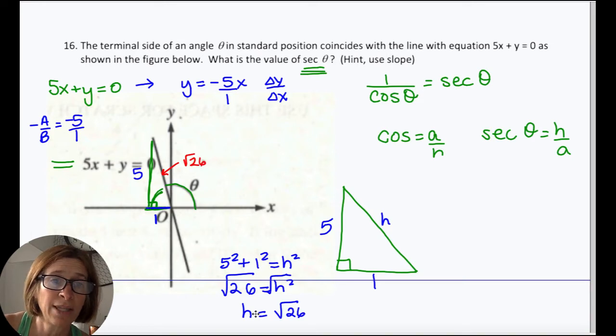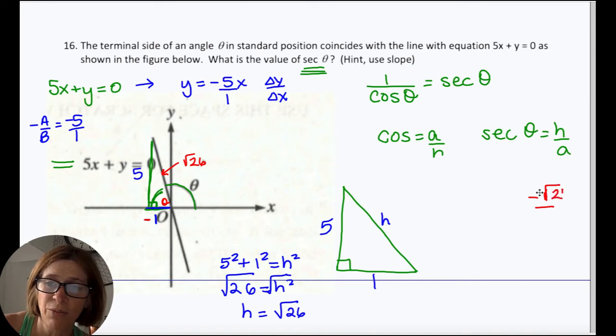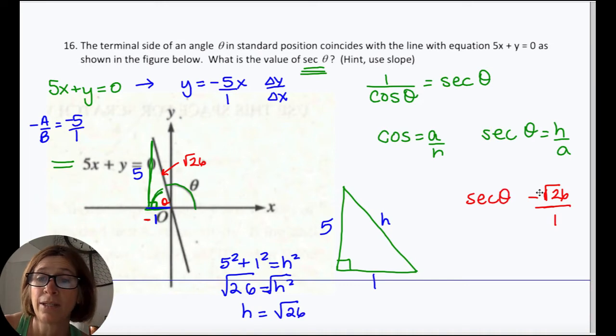Now it's important to know that the x value here is negative, right? Because we're in quadrant 2, okay? So if I want to find secant theta, I need the hypotenuse over the adjacent, which would be, because my theta is right here, root 26 over negative 1. So secant theta would be equal to negative root 26.